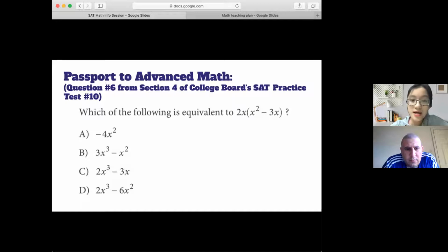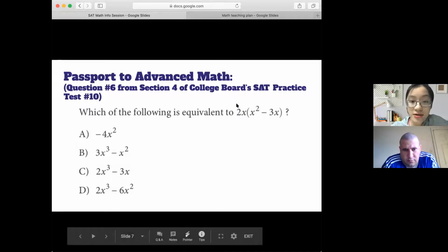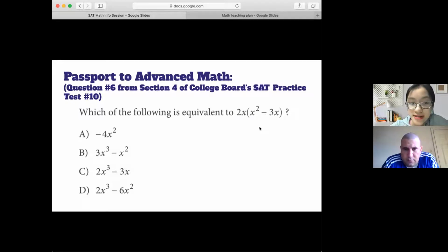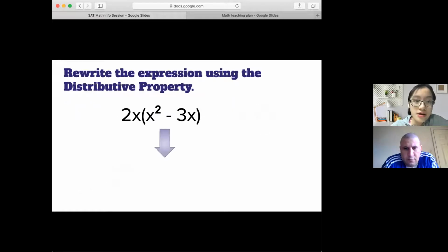Here I'm going to first find the value of the expression itself without looking at the multiple choices. We're going to rewrite the expression using the distributive property. So 2x times x squared minus 3x can be rewritten as 2x times x squared plus 2x times negative 3x.